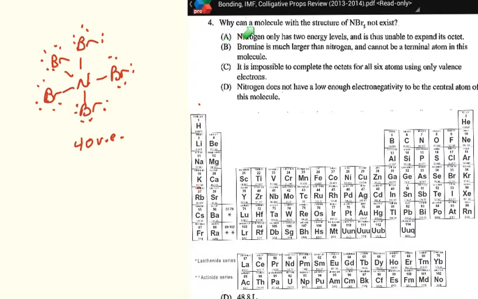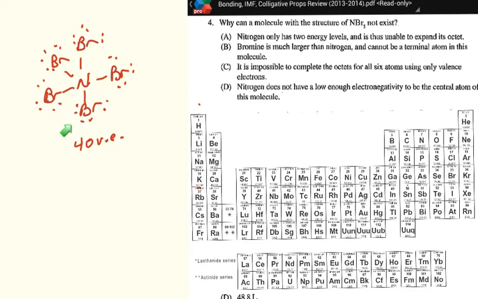Alright, number 4. Why can a molecule with the structure of NBr5 not exist? And before we look through the answers, probably the best way to know is to draw out the Lewis structure. It becomes a lot more obvious. I counted up 40 valence electrons, and I put N in the middle, did the whole bromine thing. This is a lot like PBr5 that was on the previous question.